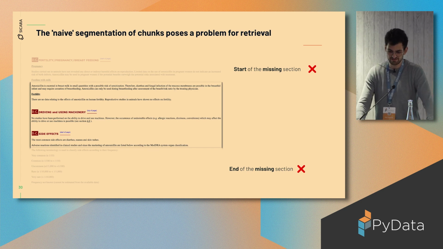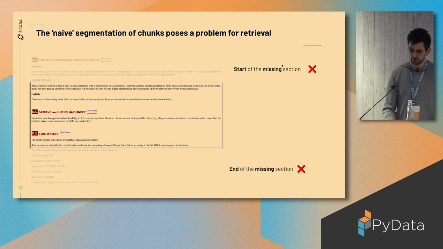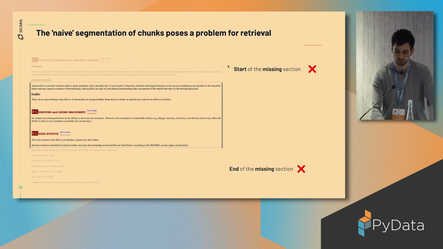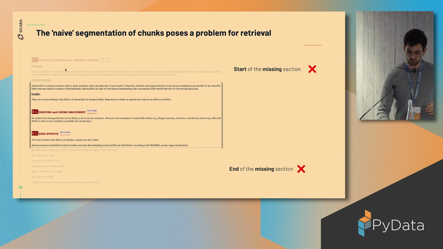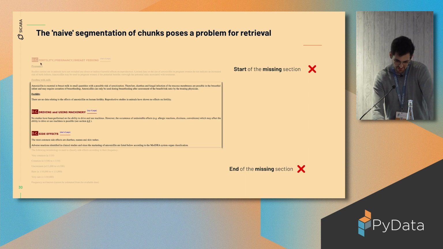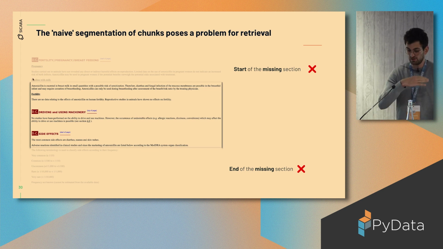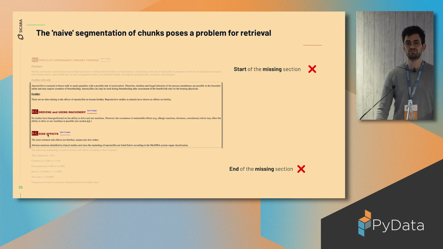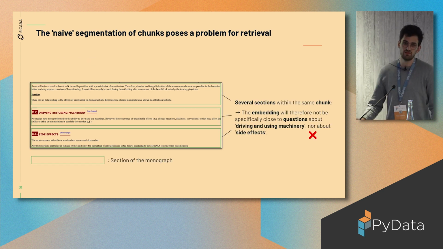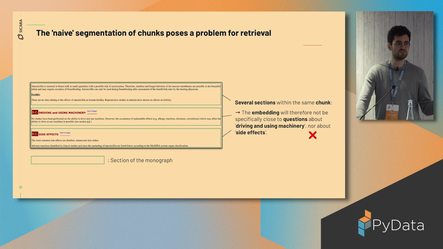The first one is that, let's say this is a chunk, we will just randomly split it. So we will talk beforehand about fertility, pregnancy, and breastfeeding, and we will cut this part in two, and the end of the side effects section will be missing as well. So when we retrieve this chunk, we will only have partial information.